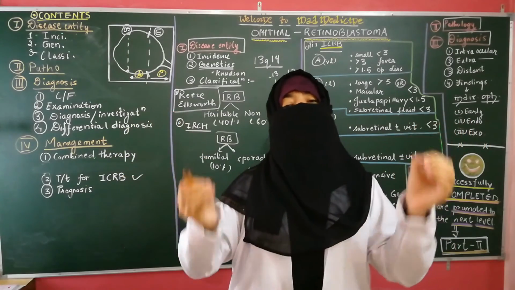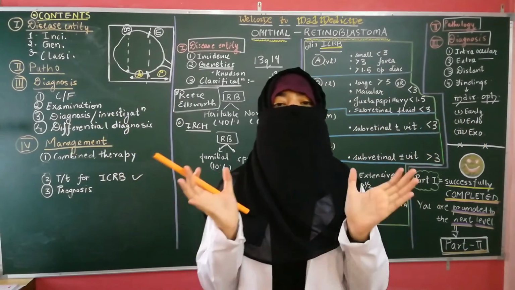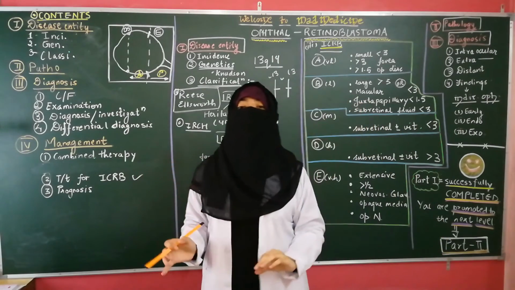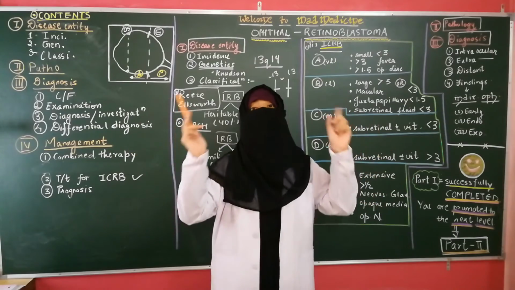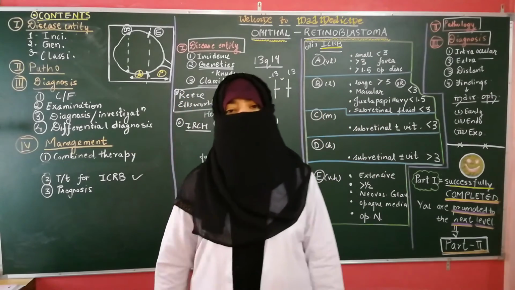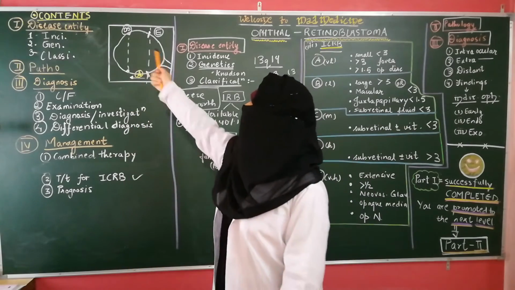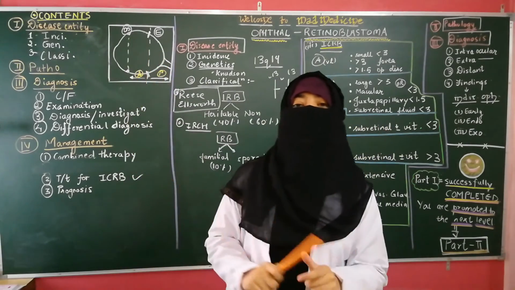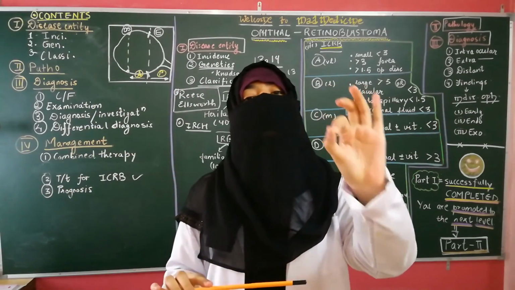And if calcification is also present, then it gives the very typical and important appearance. Anyone knows? The cottage cheese appearance. Okay, so this is a high yield fact. Cottage cheese appearance is seen in endophytic type of retinoblastoma with the help of indirect ophthalmoscopy.